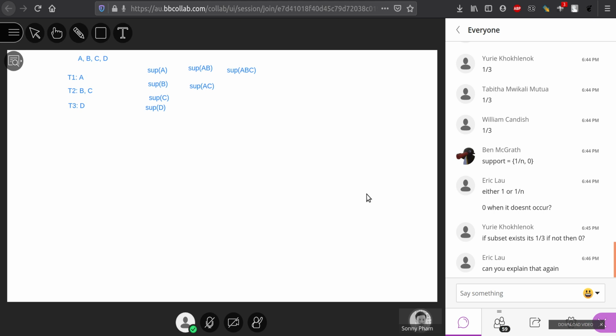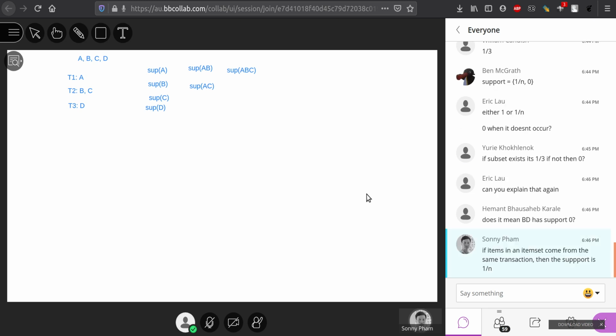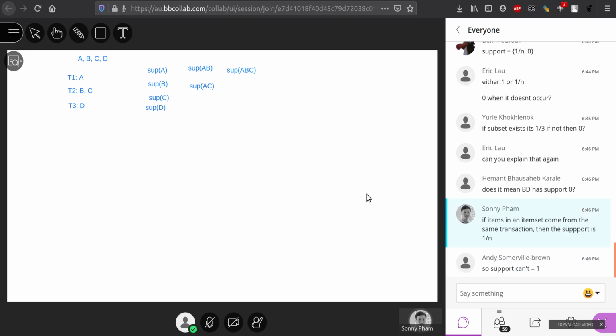Okay, so I'll type it again. If items in an item set come from the same transaction, then the support is 1/n. And vice versa, if items in an item set come from different transactions, then the support is 0. Put it that way. Or even none of the item set at all.